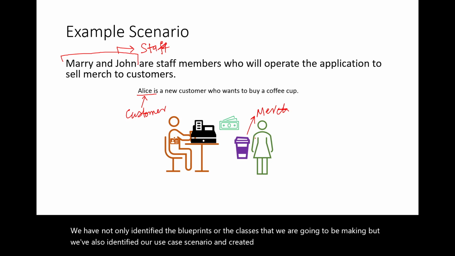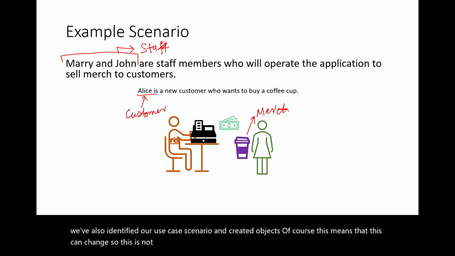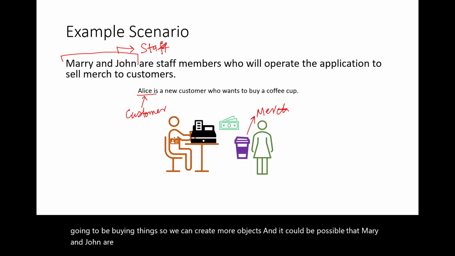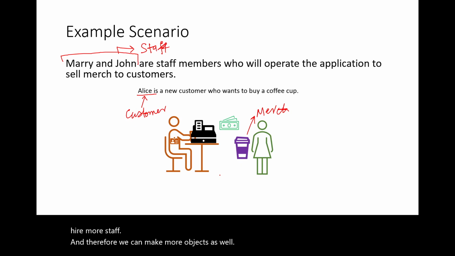Of course, this can change, so this is not always going to be static. It's not always going to be Alice who's buying things, so we can create more objects, and it could be possible that Mary and John are not the only ones who would be selling these items. It could be that they hire more staff, and therefore we can make more objects as well. So now I will move on to IntelliJ and write some Java code on all of this.